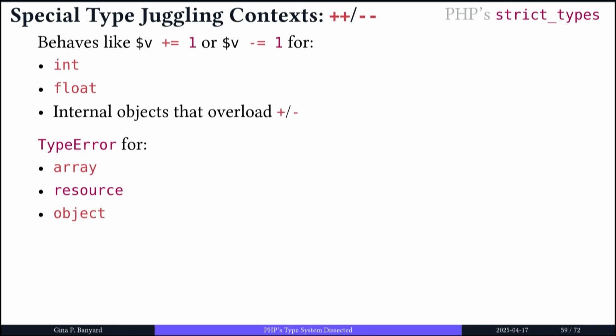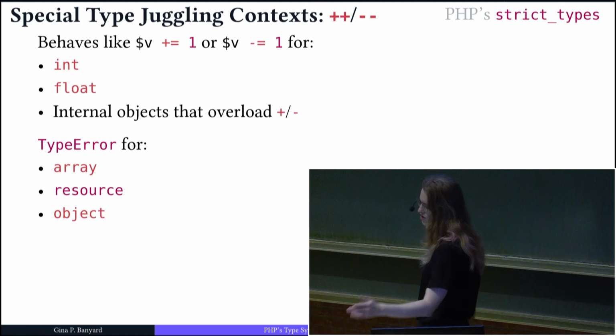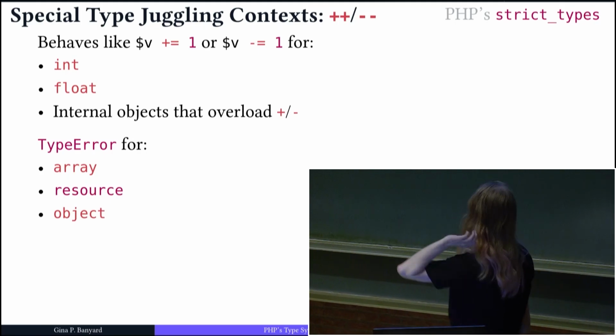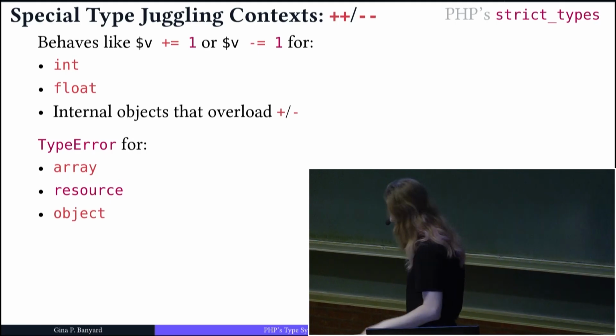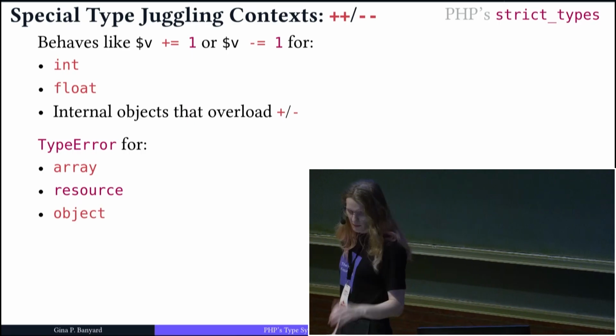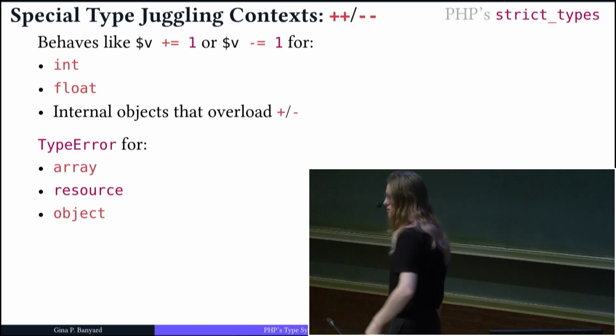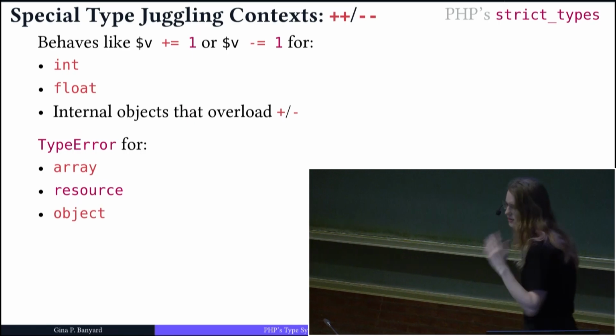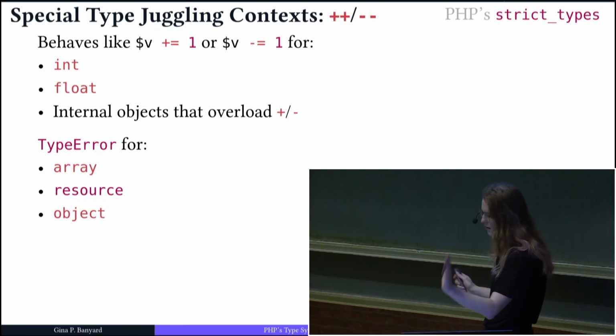So a few types of behaviors if you just did +1 and -1. So integers, floats, and internal objects that overload plus and minus. OK, very simple. You get type errors for array, resources, and objects. Cool, very nice. Works wonderfully.